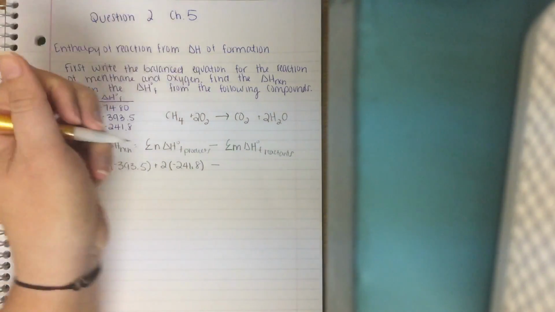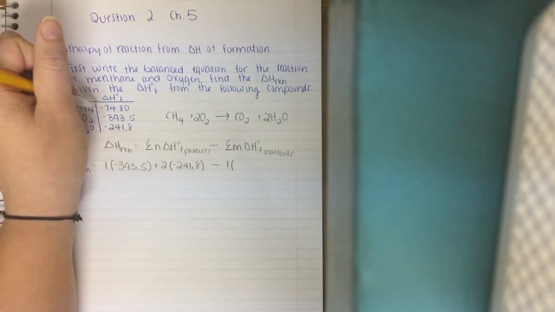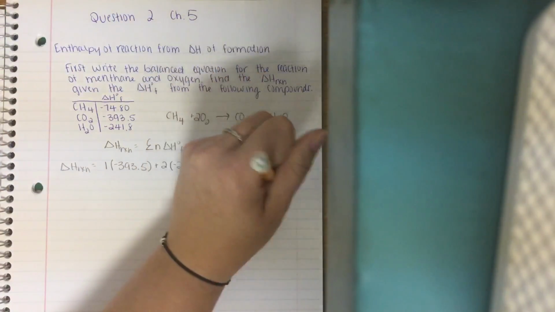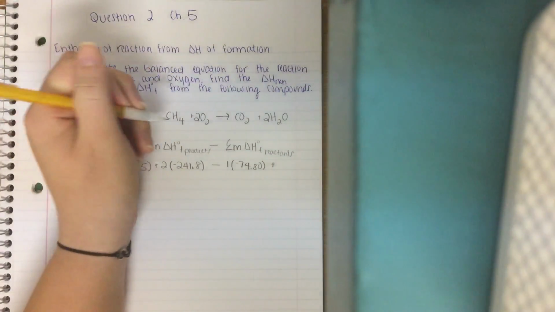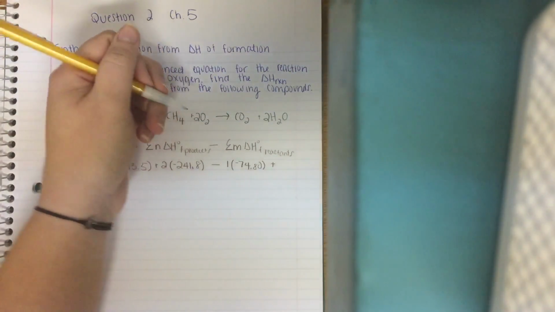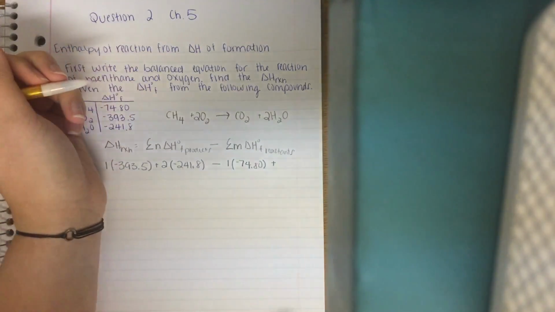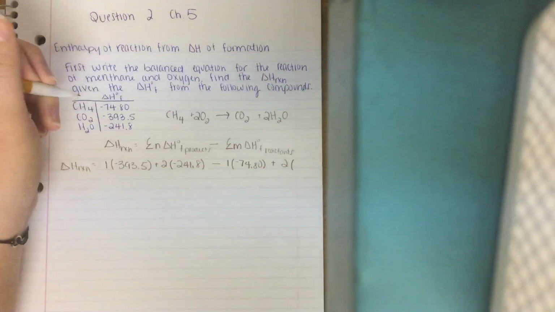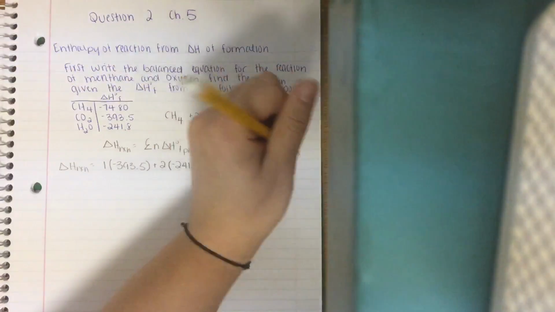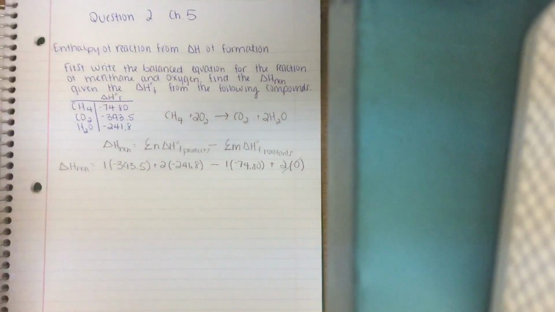So the first one is methane, and we have just a coefficient of 1, and its enthalpy of formation is negative 74.80, plus the enthalpy of formation of oxygen, and we have the coefficient of 2. However, it is not in the chart, so it's 0. So then that just cancels out, obviously.